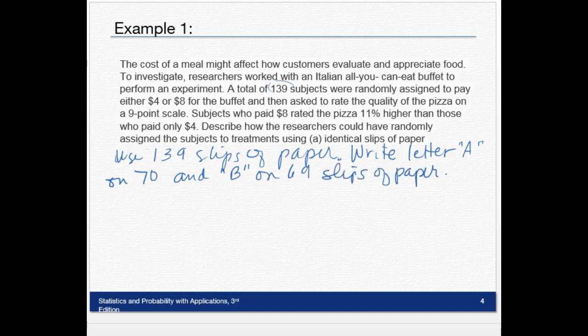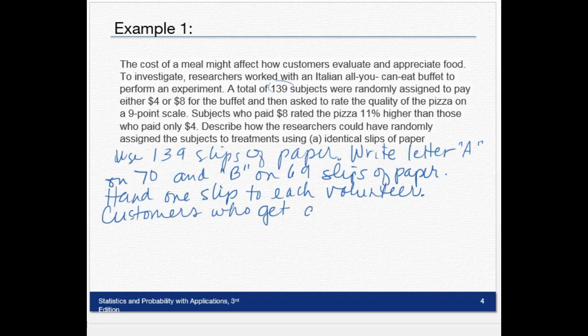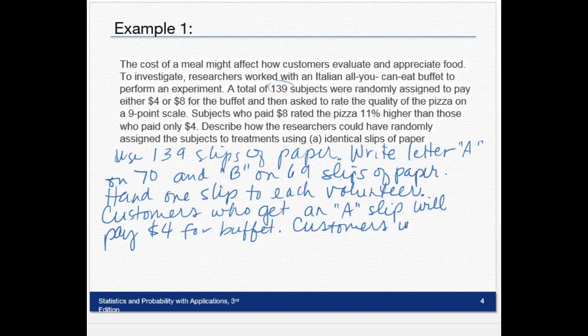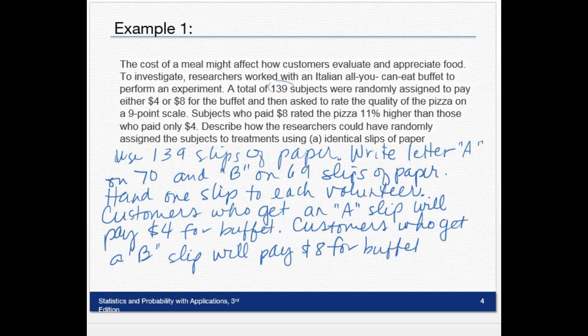Okay? Then what we're going to do, we're going to hand out one slip to each volunteer. Okay? Customers who get an A slip pay $4 for the buffet. Customers who get a B slip pay $8 for it. All right? So that's all the question's asking me, is how would I randomly assign the treatments to the people? It's just one way to do it. 139 slips of paper, you just randomly hand them out, A's and B's.